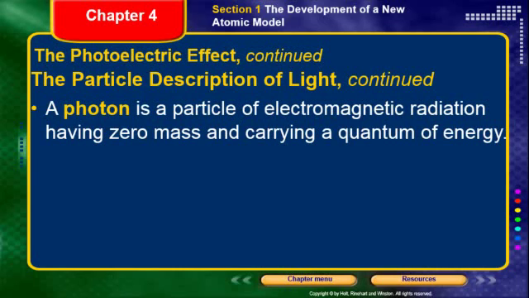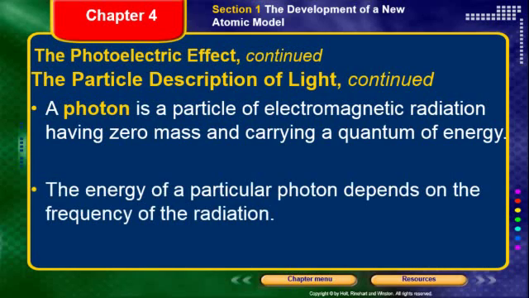A photon is a particle of electromagnetic radiation having zero mass and carrying a quantum of energy. The energy of a particular photon depends on the frequency of the radiation represented by this equation. And I'd like to point out the similarity between the equation that we saw on the last slide and the equation that we're looking at right here. They are in fact the same. This is how we calculate the energy present in a particular photon of light.